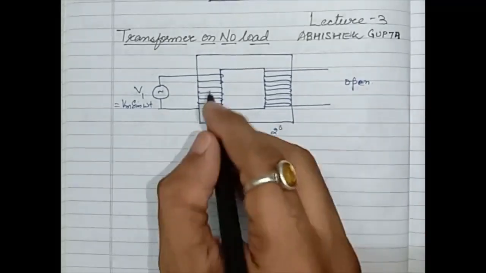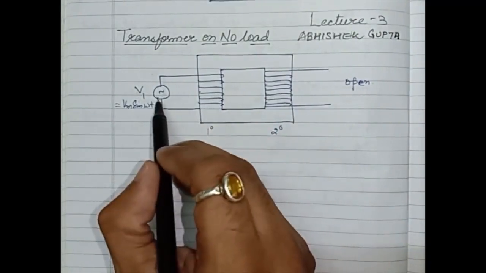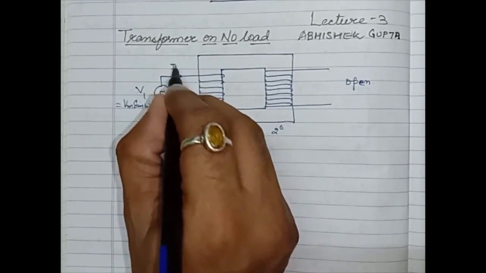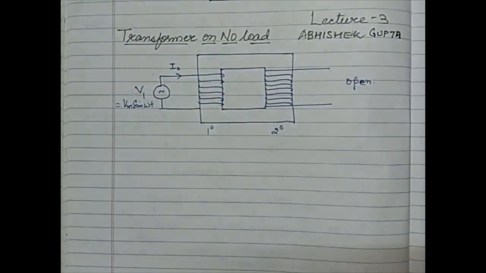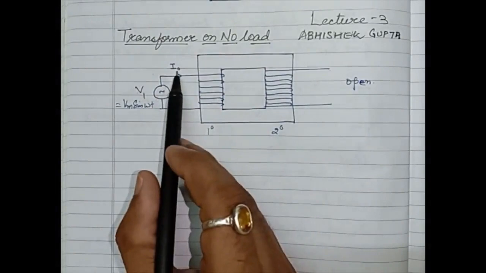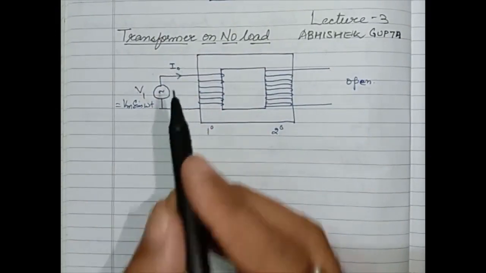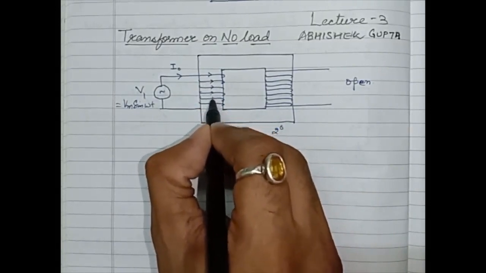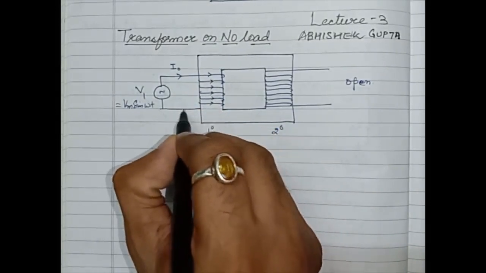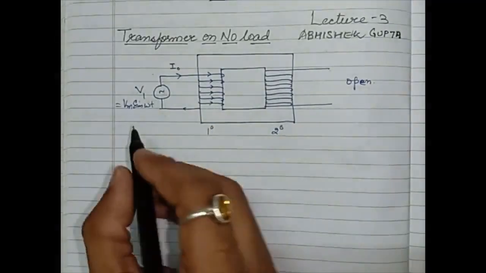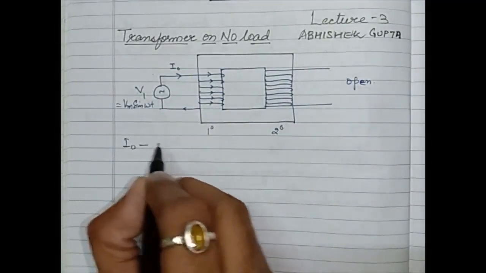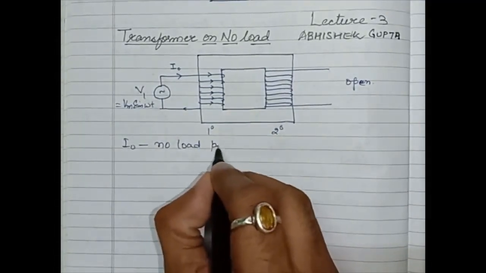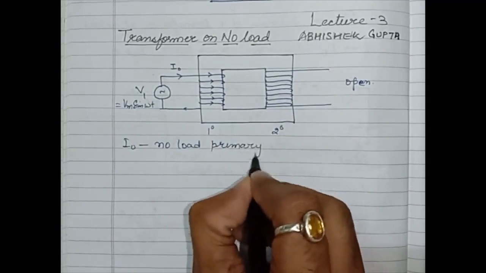Now when the primary is connected to the AC supply, what will happen? There is a flow of current I, and this I is given as I naught, known as the no load current. This no load current will start flowing into the primary winding of the transformer and then back to the supply. So here I naught is the no load primary current.